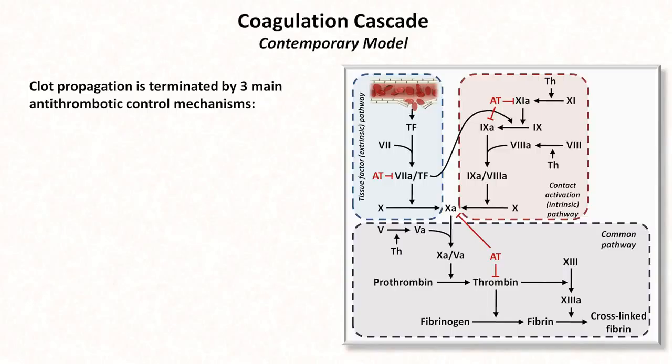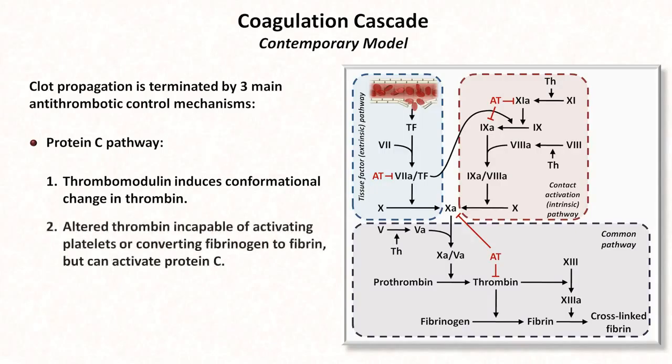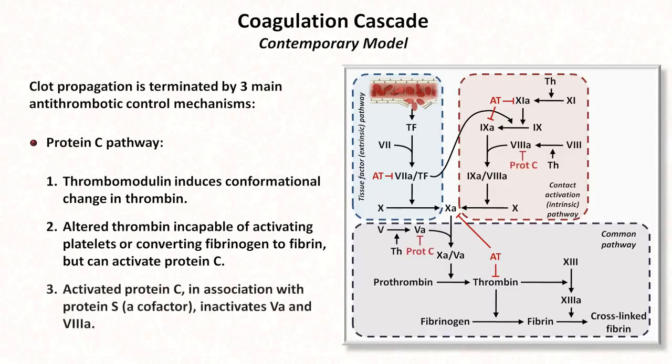The second antithrombotic control mechanism is the protein C pathway. In this, an integral membrane protein of the endothelium called thrombomodulin induces a conformational change in thrombin. The altered thrombin is incapable of activating platelets or converting fibrinogen to fibrin, but can now activate a proenzyme called protein C. Activated protein C, in association with its cofactor, protein S, inactivates factors 5 and 8, inhibiting the function of the prothrombinase and intrinsic factor 10ase complexes respectively.